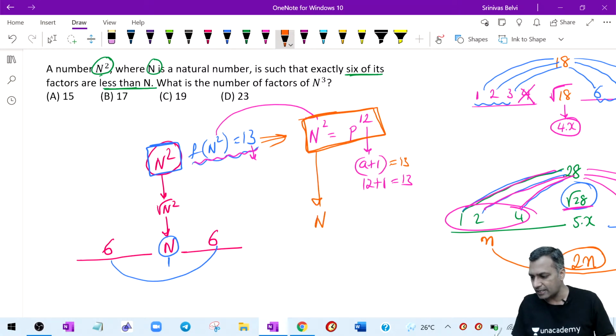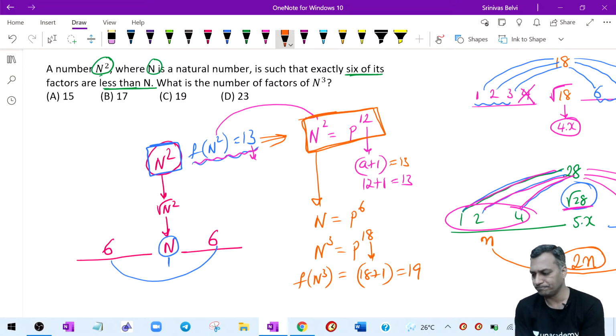From here, what is n? Therefore, take the square root on both sides. It is some prime raised to power 6. What is n cube? Therefore, prime raised to power 18. Therefore, what are the factors of n cube? The number of factors of n cube is 18 plus 1, which becomes 19.